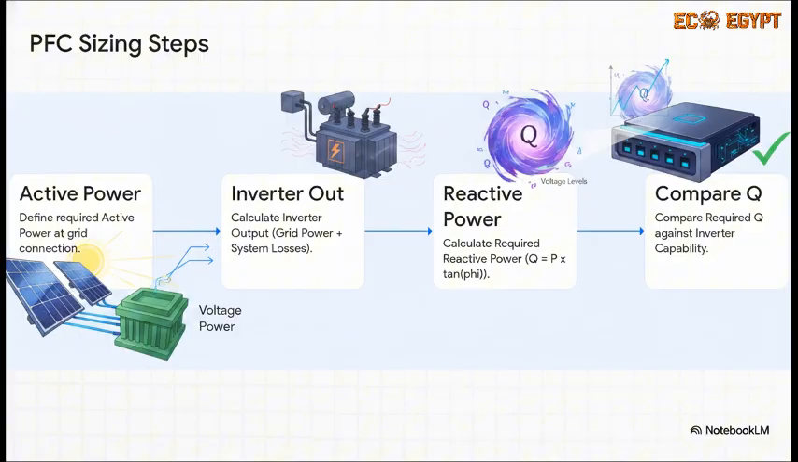So step 1, we define our active power target. Step 2, we calculate exactly what the inverter has to output to hit that target while also overcoming all the transformer and cable losses. Step 3 is where the heavy math kicks in. We calculate the required reactive power, which we represent with Q, based on the power factor demanded by the grid. And finally, step 4, we take that total required reactive power and compare it directly against what our modern, smart inverters can actually natively produce on their own.